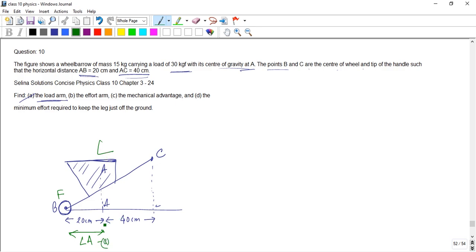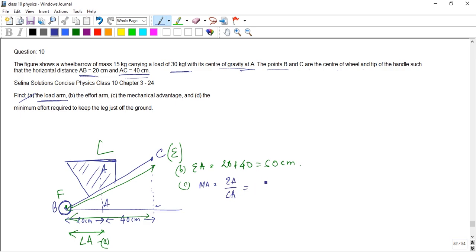What is the effort arm? Effort arm is from fulcrum to effort. That is the effort, so that length means here that length. So the effort arm is 20 plus 40, that is 60 centimeters. Now number C, what is the mechanical advantage? Very easy question. The mechanical advantage equals effort arm by load arm. So here the effort arm is 60 centimeter and the load arm is 20 centimeters. So the mechanical advantage is 3.